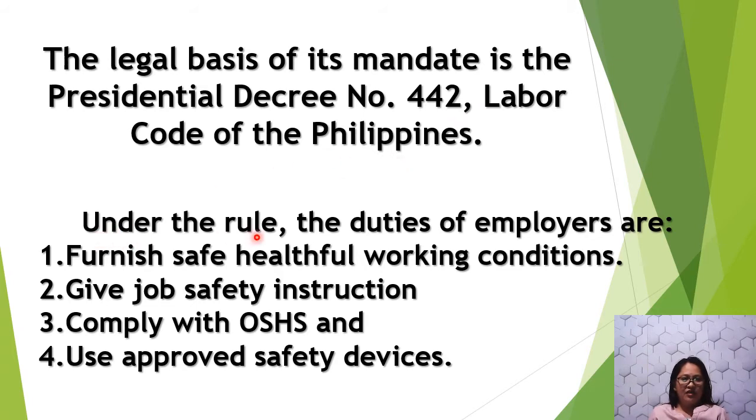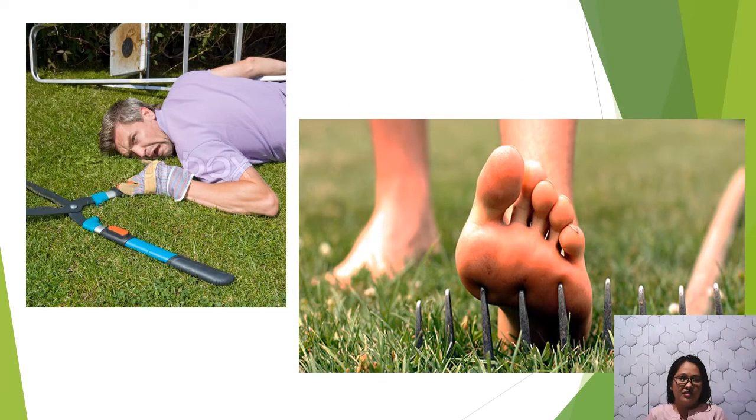Under the rule, the duties of employers are: number 1, furnish safe, healthful working conditions. Number 2, give job safety instruction. Number 3, comply with OSHS. And number 4, use approved safety devices. As you can see in the picture, you have to avoid these practices. Always keep the tools and equipment in the proper storage after use.